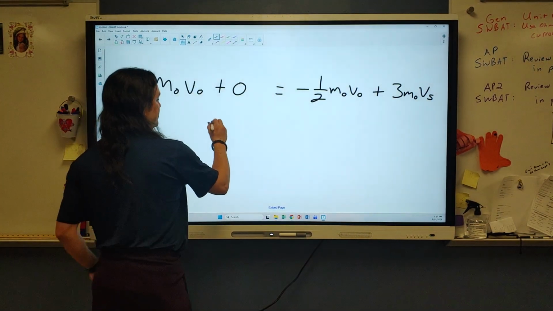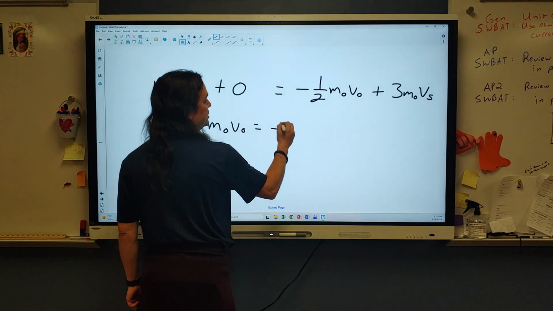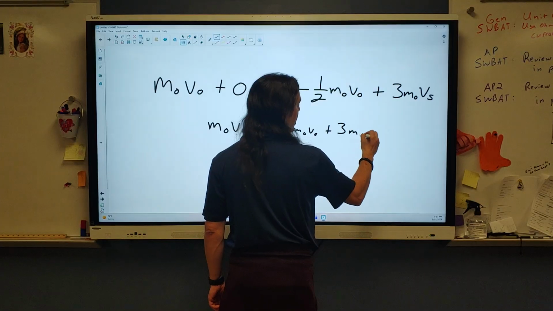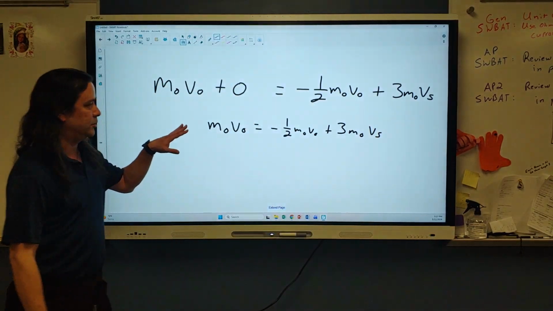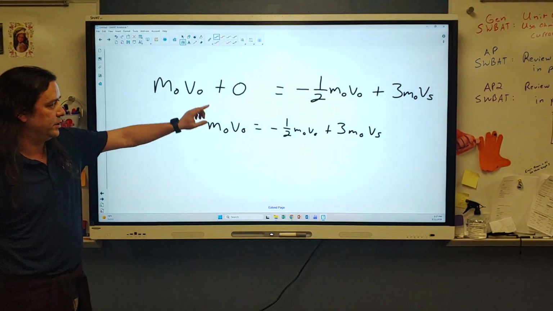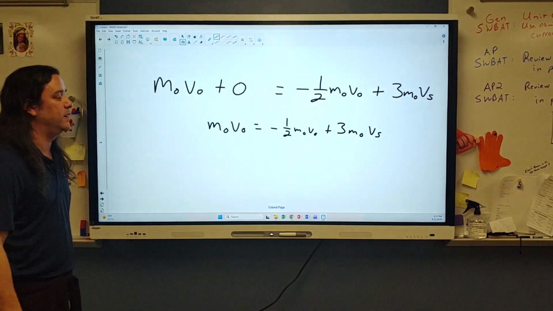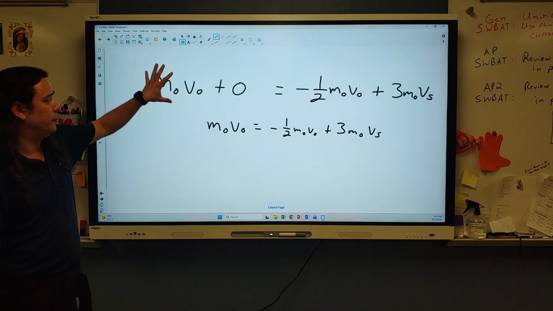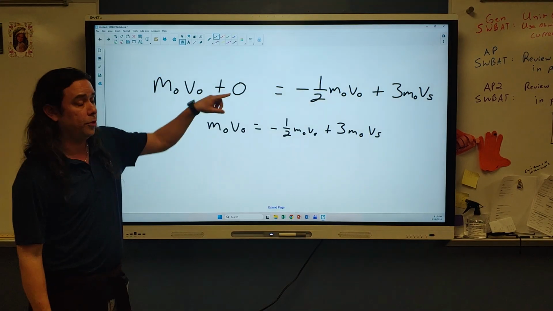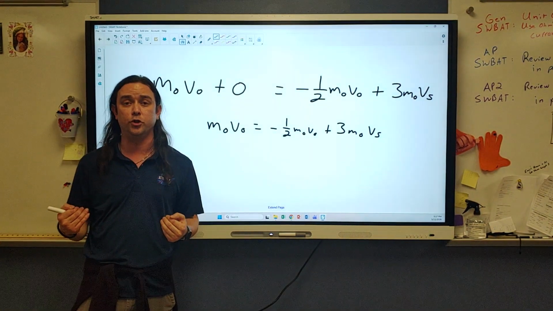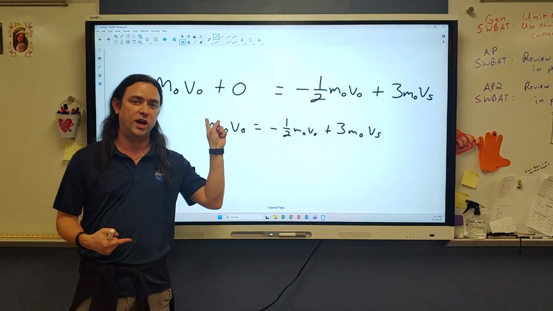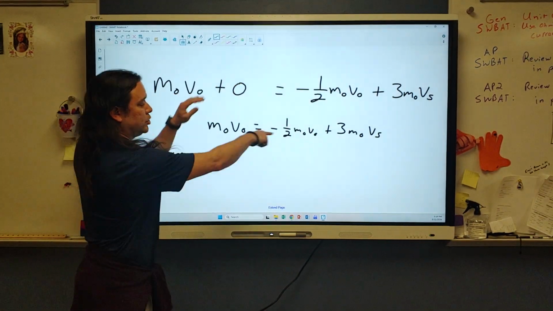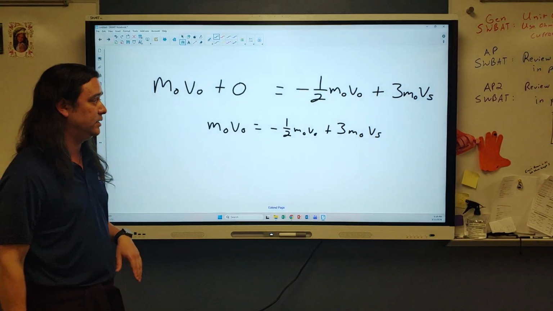Okay, great. So this gives me m naught v naught equals negative 1/2 m naught v naught plus 3 m naught Vs. I'm going to show a little bit of extra steps in here. You could easily skip over this intermittent one, but I know sometimes making the zeros go away can be useful. One thing that I would recommend is it doesn't hurt to write the initial momentum for one of them and put the plus 0. That sends a clear message to the grader that you know you're supposed to check the other one, but you also know that it has 0 momentum.